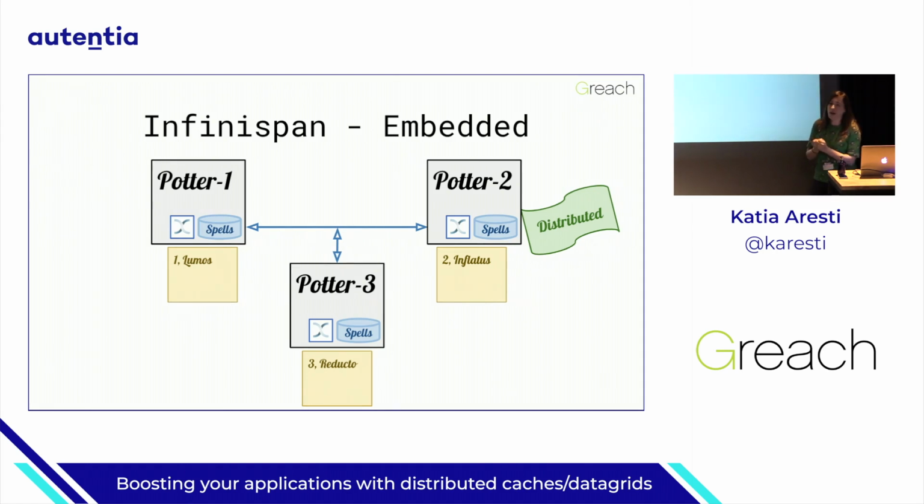In this case, what happens if I lose the Potter 2 application? It goes down. I'm potentially going to lose 2 Inflatus spell. And yeah, maybe it's not a big deal because I can recalculate it and my application is just going to be a bit slower for a while. But what happens if it's a shopping cart?